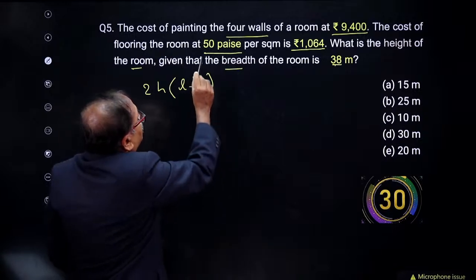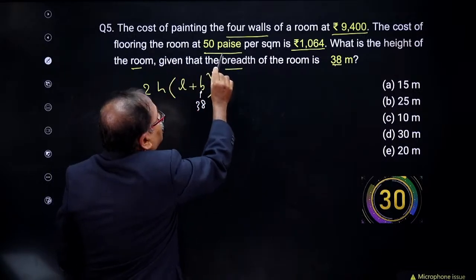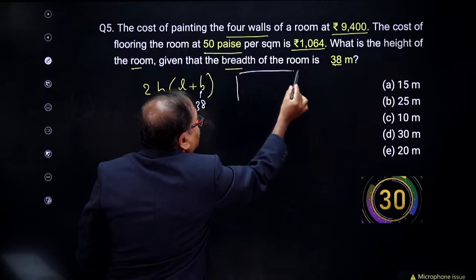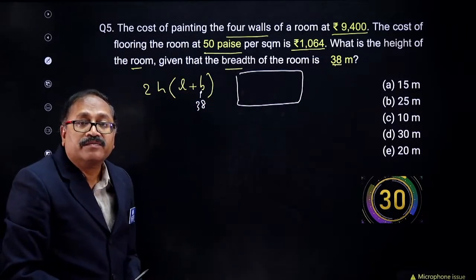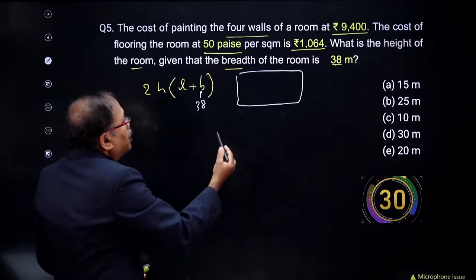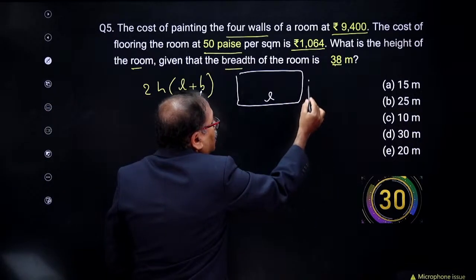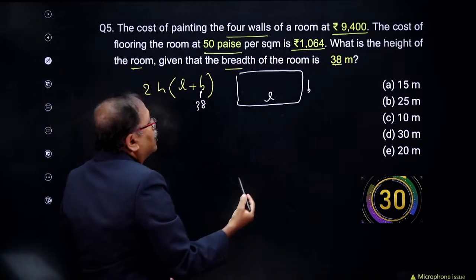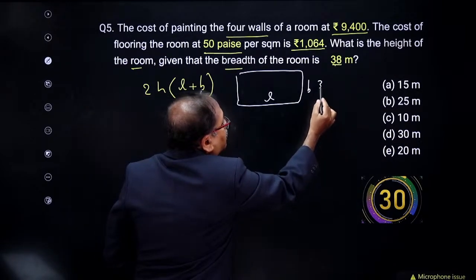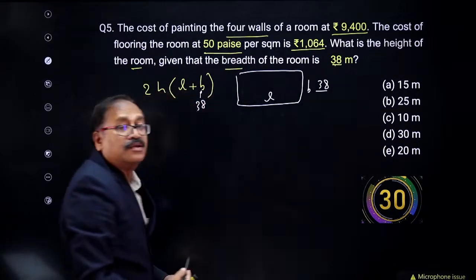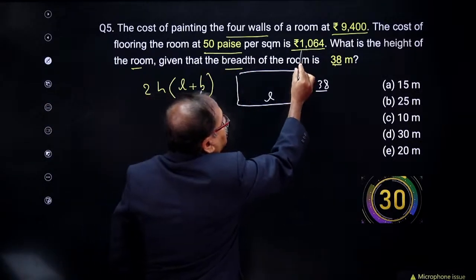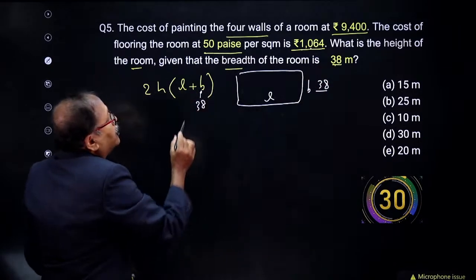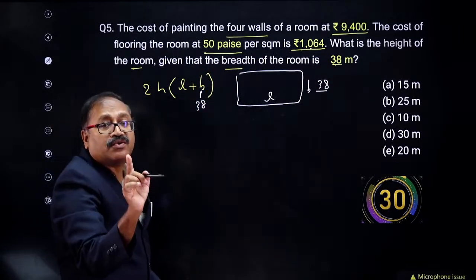Here we know the cost of flooring the room. So if there is a floor, what is the area? The area will be L into B, where L is not given and B is given as 38. The cost is 1064 at 50 paise per square meter.